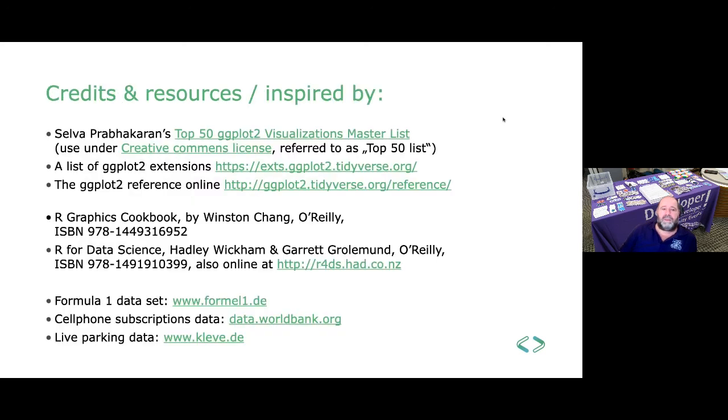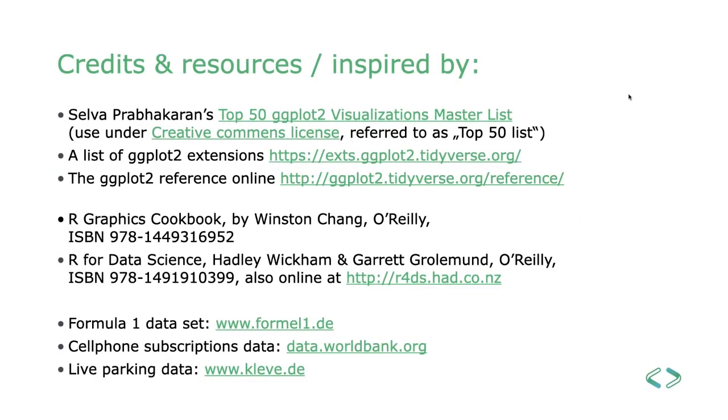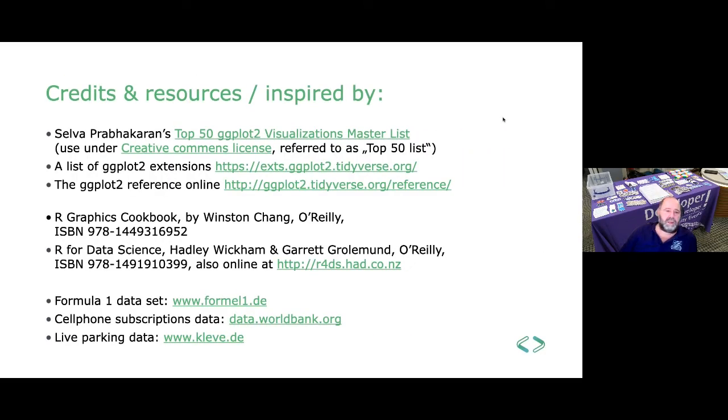So there are some credits and resources. I was really inspired by the top 50 ggplot visualizations, and also the list and the reference, of course. That's all stuff you can read online. There's a graphics cookbook by Winston Chang from O'Reilly. That's on paper. I still prefer my books on paper. If you want to dig a little bit more, R for Data Science by Wickham and Grolemund is on paper as well as online. So I would recommend, if you have it installed and you want to get going, start with that one here. You can read that online.